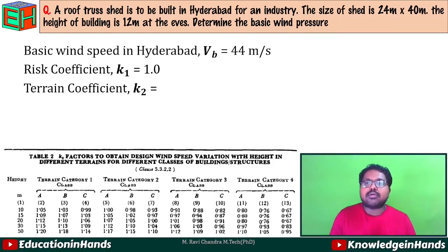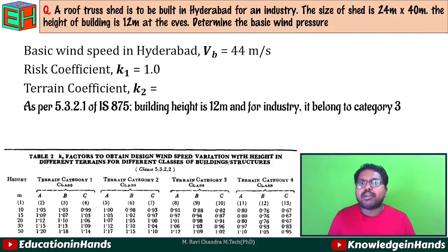So according to clause 5.3.2.1, it is given that the building is used for an industry and its height is 12 meters. So the building height is 12 meters and it is used for industry, which means it belongs to category 3. This is given in the IS 875 code. If you do not have the IS 875 Part 3 code, I am providing the free link in the description. Go through it and have a look at that code book. You will get a clear idea.